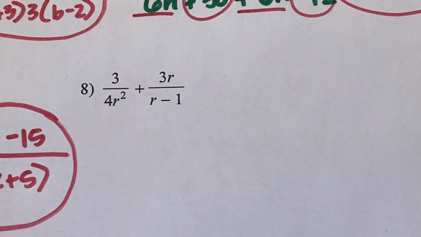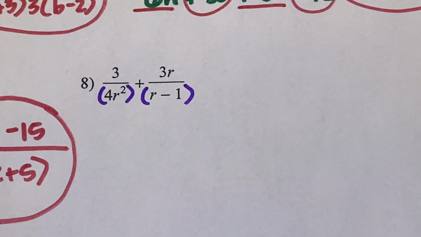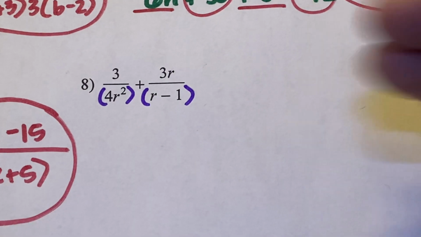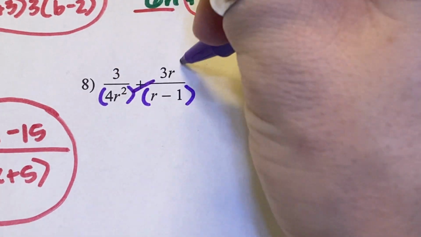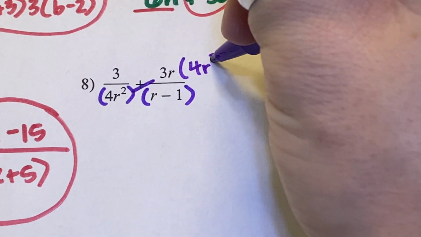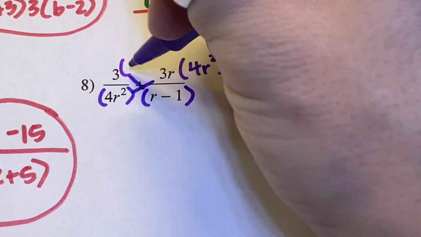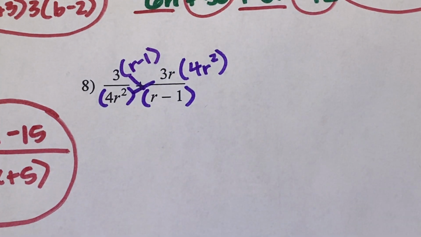So number 8. Look at our denominators: 4r squared and r minus 1. Same pieces? No. So that's okay. Just take that piece and multiply it across, 4r squared, and r minus 1, multiply to the 3. Again, this step is what's making the denominators the same so that we actually can add them. We can combine like terms in a minute.